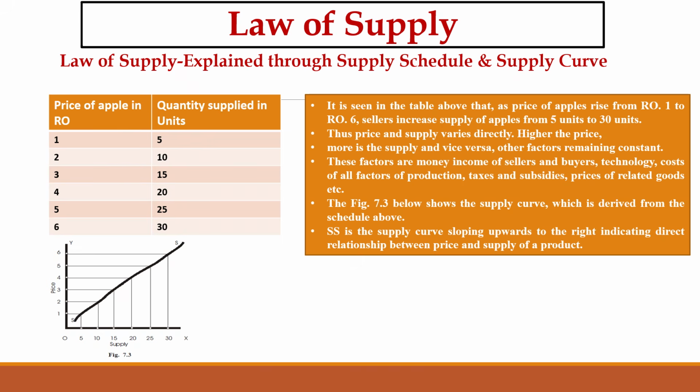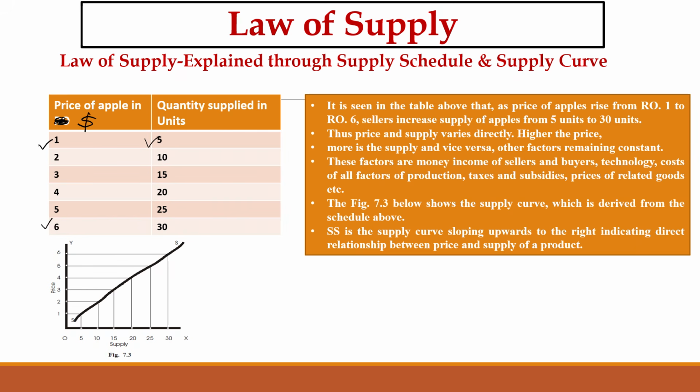Similarly, now we are learning the law of supply, which I explained to you before. The law of supply is explained through the supply schedule and supply curve. Here you can see we are writing the prices of an apple. This is the price of an apple in dollars: 1, 2, 3, 4, 5, 6. Quantity supplied: 5, 10, 15, 20, 25, 30. So you can see when the price is 1, the quantity supplied is 5. When the price increases to 6, the quantity supplied also increases to 30. So here you can see the price is increasing, the supply is also increasing.